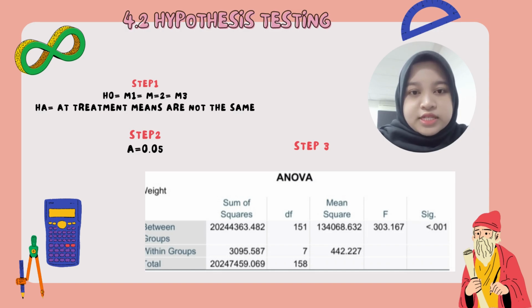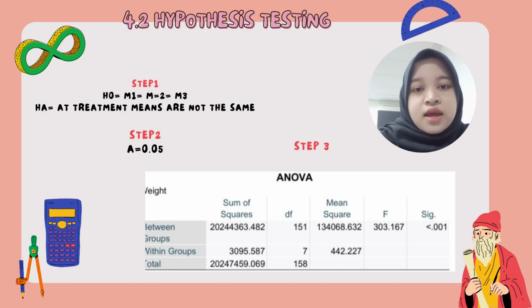4.2 Hypothesis Testing. Step 1: H0 equals M1 equals M2 equals M3. HA: the treatment means are not the same. Step 2: alpha equals 0.05, and step 3 is about ANOVA.